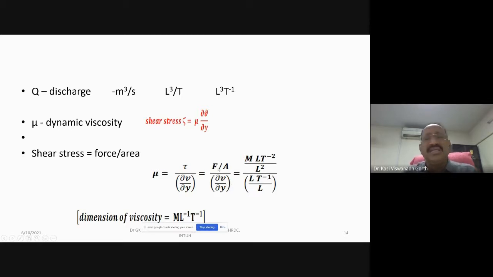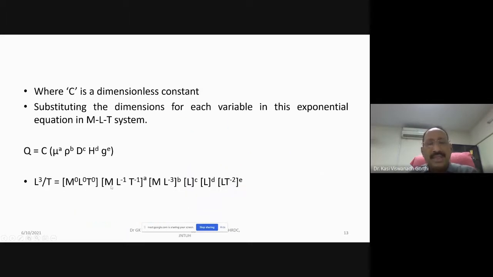Shear force is once again a force, mass into acceleration, M L T to the power minus 2, divided by area, the square of a linear dimension, L square, divided by dv by dy, the velocity gradient, that means velocity L T to the power minus 1 per unit length divided by L. If you simplify this, you will get the dimensions of the viscosity as M L to the power minus 1, T to the power minus 1. Same thing we have used here.